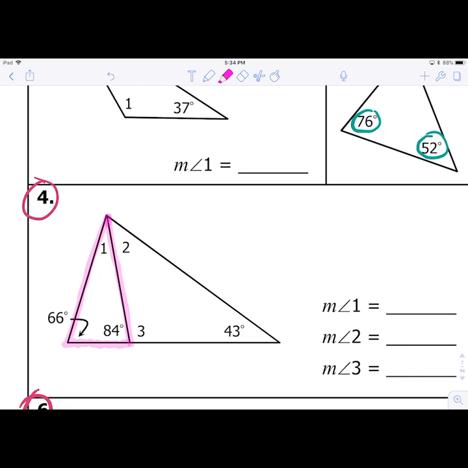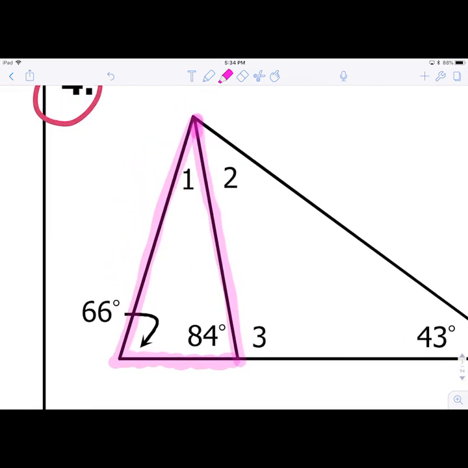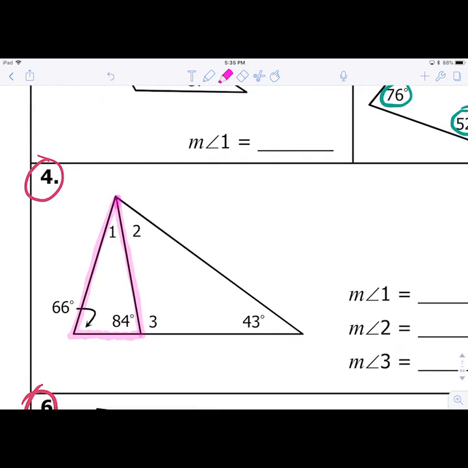If we zoom in to focus here, it's not that hard to see that the measure of angle 1 is the only unknown angle in this really skinny triangle. We know the two base angles, 66 degrees and 84 degrees. And if we add all the angles up in a triangle, we know we're going to get 180 degrees. So some really quick math. I want to add the 66 and the 84 together to get 150.